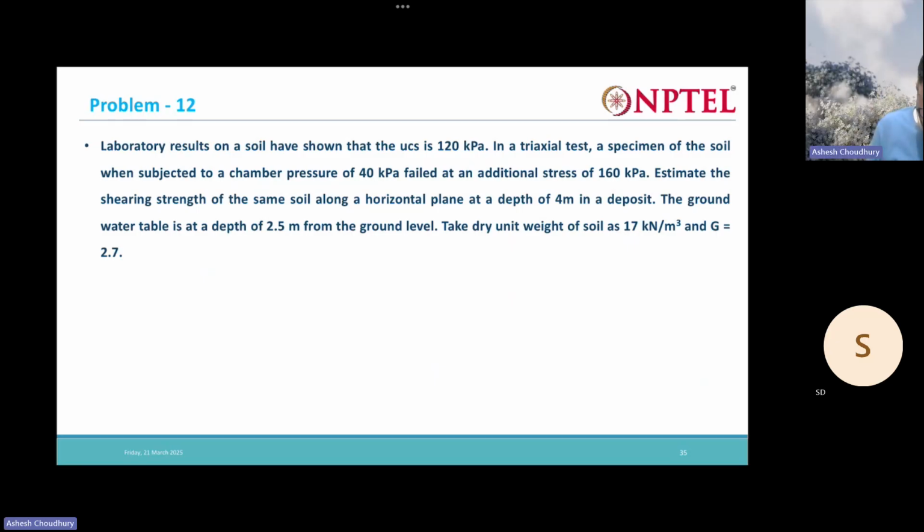Now, last problem for today. Laboratory results on a soil have shown that the UCS is 120 kPa. In a triaxial test, a specimen of the soil when subjected to a chamber pressure of 40 kPa failed at an additional stress of 160 kPa. Estimate the shearing strength of the same soil along a horizontal plane at a depth of 4 meter in a deposit. The groundwater table is at a depth of 2.5 meter from the ground level.